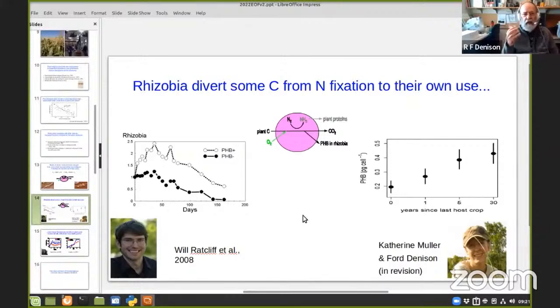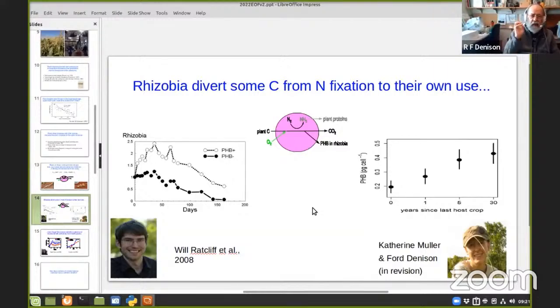Well, so there's clearly a benefit at the individual level. I mean, Maria was talking about the individual versus community, and that's the focus of my research. There's clearly a benefit at the individual level to these bacteria from diverting resources from nitrogen fixation to their own use, just like greed can sometimes benefit individual humans.